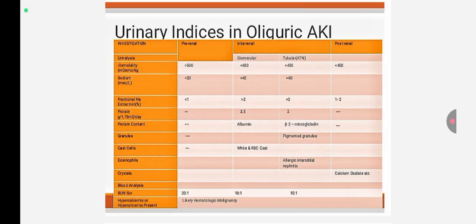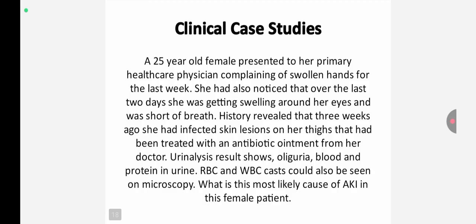So now we'll be going to the last slide, which is a clinical case study. A 25-year-old female presented to her primary health care physician complaining of swollen hands for the last week. She had also noticed that over the last 2 days she was getting swelling around her eyes, and was short of breath. History revealed that 3 weeks ago she had infected skin lesions on her thighs that had been treated with an antibiotic ointment from her doctor.